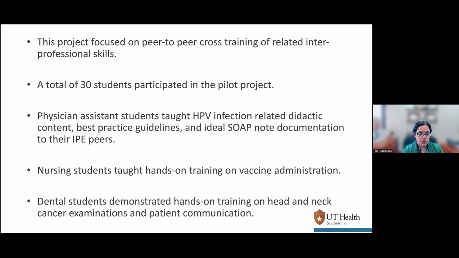As I mentioned, we had 30 students who participated. We had physician assistant students teach their colleagues from the other two schools about HPV infection-related didactic content. They also talked about best practice guidelines, and most importantly, they taught their friends and colleagues how to write a perfect SOAP note and how to document. Their IPE peers thought that was a very innovative and important part of the education. The nursing students led hands-on training on vaccine administration, and I'll go into details on that part in some of the later slides. And our dental students demonstrated hands-on training on head and neck cancer examination and patient communication on that examination on the screen. Next slide, please.